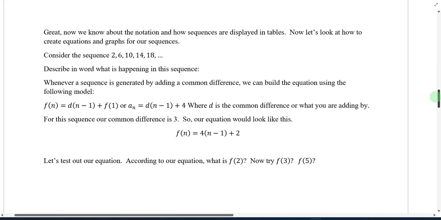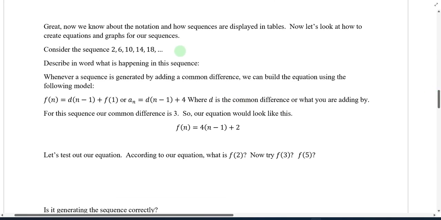All right. So now we know about the notation and we know how sequences are displayed in tables. We want to look at how to create equations and graphs for our sequences, right? So we talked about this idea of getting multiple representations to talk about and analyze our sequences. So we're going to talk about graphs and equations next. All right, so we're going to go to the sequence 2, 6, 10, 14, 18. And like I said, usually the first thing that you want to do is just describe what is happening in the sequence, right? Describe it in words.